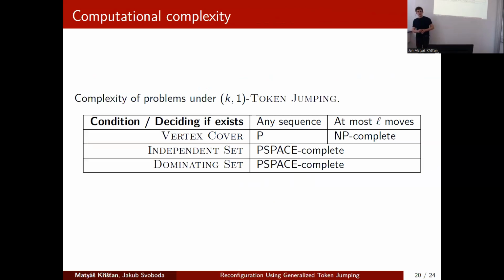So we've also looked at complexity, like the probably natural rule, where we can just move each token at the same time to distance at most one. And for vertex cover, we already have the result that the sequence always exists, so that's easy. We show that it's NP-complete to decide if at most L moves suffice, and for the other two problems, it's PSPACE-complete. So one observation is that if just deciding if two solutions are reachable is PSPACE-complete, then asking for some distance is PSPACE-complete, because we could ask for distance 2 to the n, and that would give us the solution to any sequence.